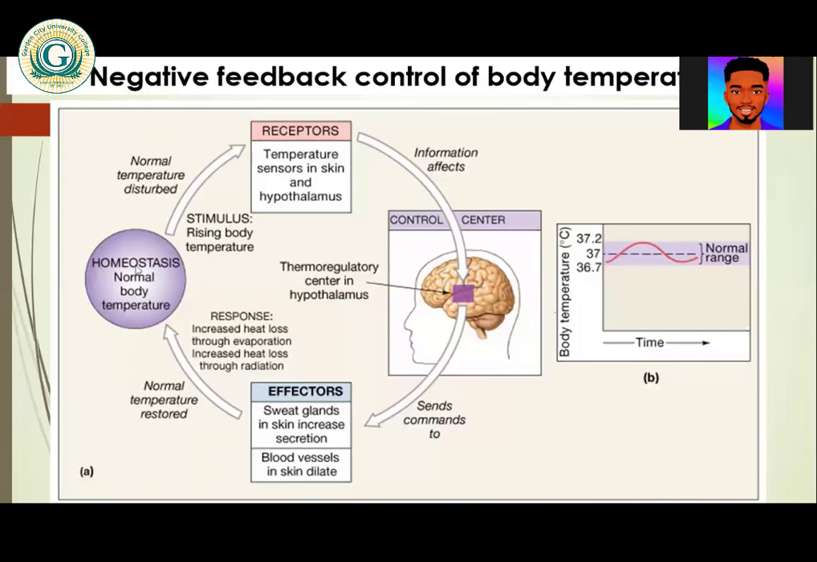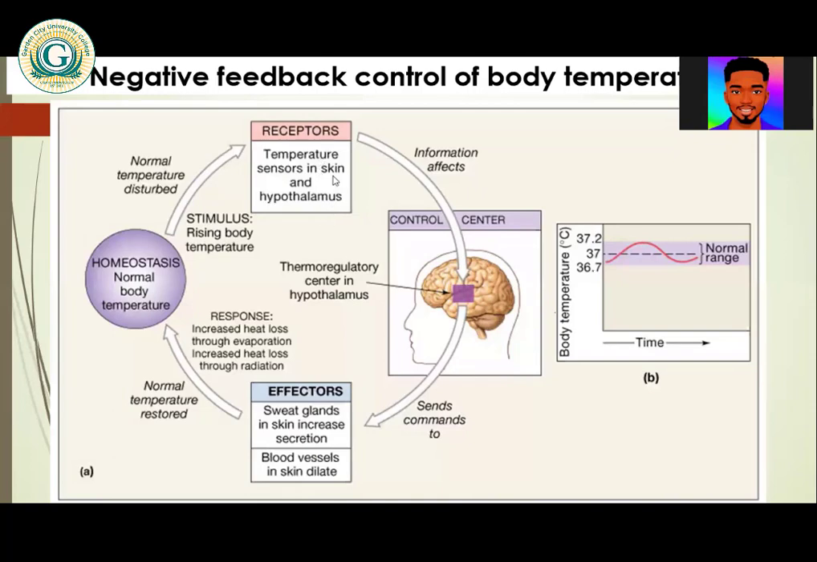Now, this is when we have rising, let's say it's 37.5 or 37.8 or 38. That's a rising temperature. The body works together in a mechanism that helps correct this homeostasis imbalance. First of all, as I mentioned, the first homeostatic control system is the receptor. This receptor senses the change that has occurred.